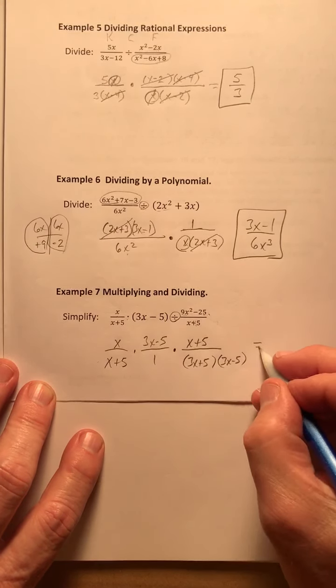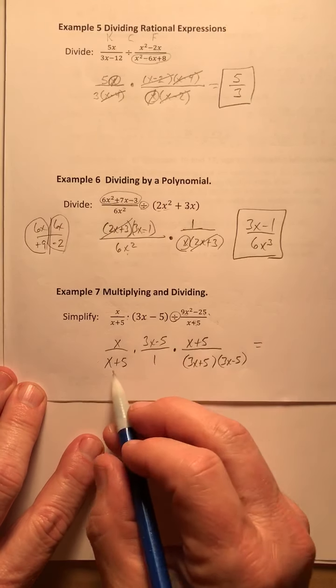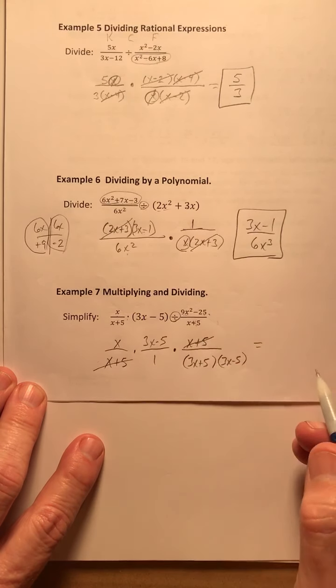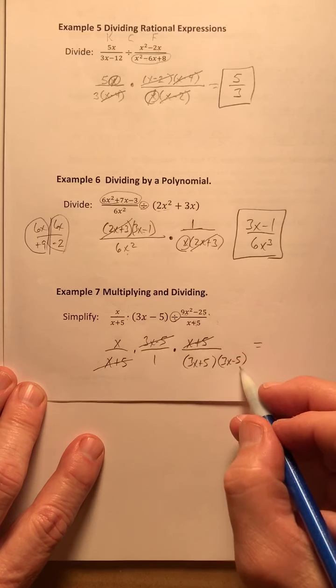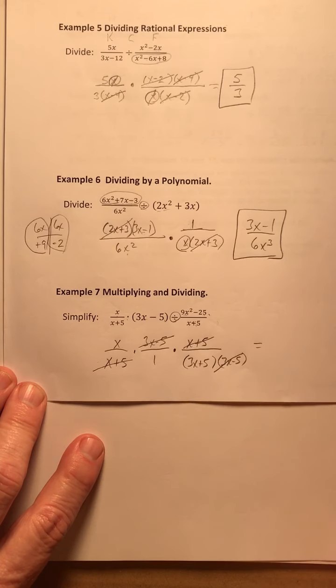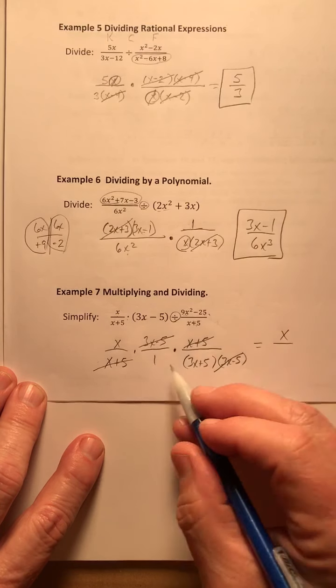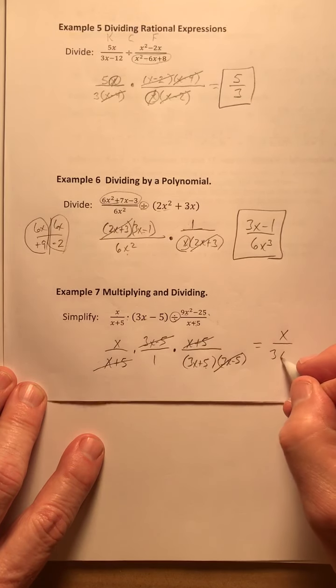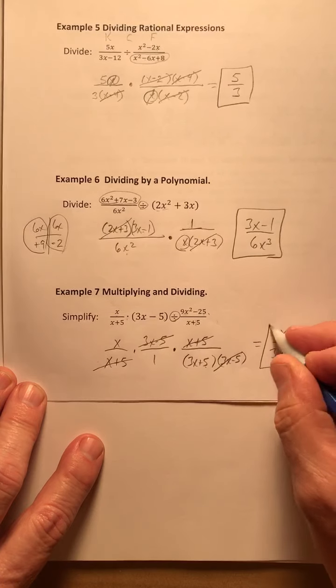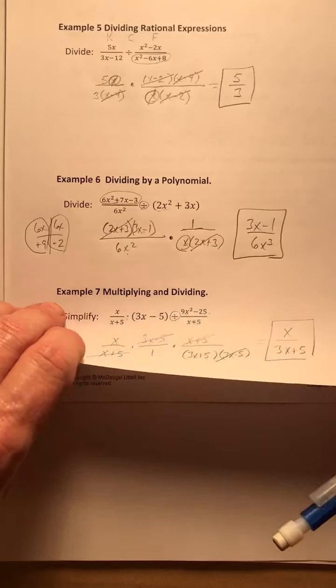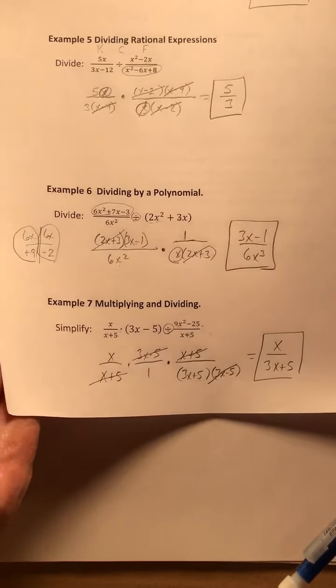All right, so we have everything all factored out. Now we can cancel. So I got an x plus 5 with an x plus 5. I got a 3x minus 5 with a 3x minus 5. And that's it. So in the top, I just have an x. And then the bottom, I got a 3x plus 5. And that would be my answer. And that was the last example.